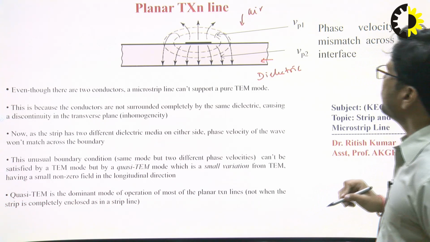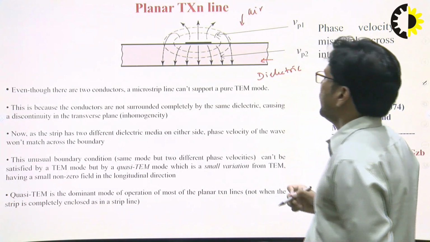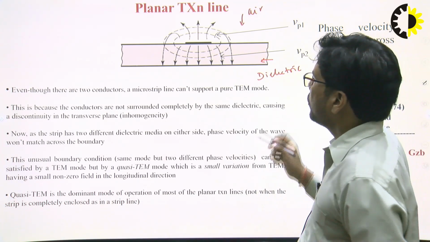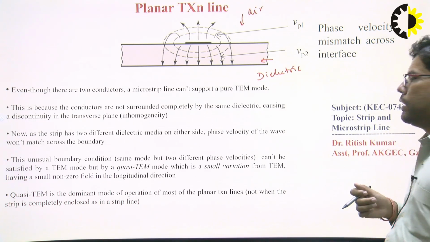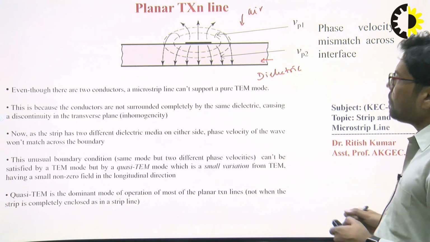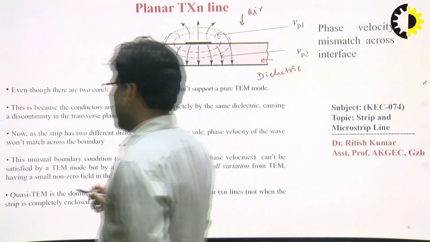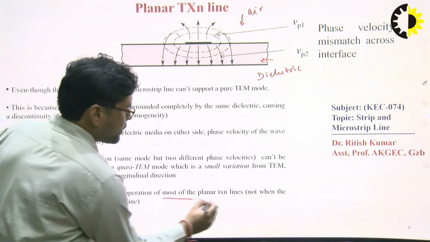So phase velocity in both media is different, due to which the properties of the microstrip line will differ from the properties of the strip line as well. So this is a main point. As I discussed already, quasi-TEM mode is the dominant mode of operation of most of the planar transmission lines.